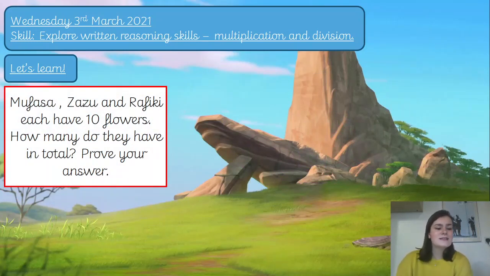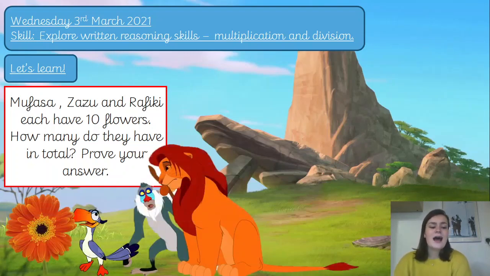So Mufasa, Zazu and Rafiki each have 10 flowers. How many do they have in total? Prove your answer. So first of all, we're just going to have a chat about it, because that is always how we will start our reasoning, whether you're working on your own and you're just having a think about it, or if you've got your partner with you and you can actually talk about it. Just first of all, have a chat about the answer, see what sort of things you would say. Off you go.